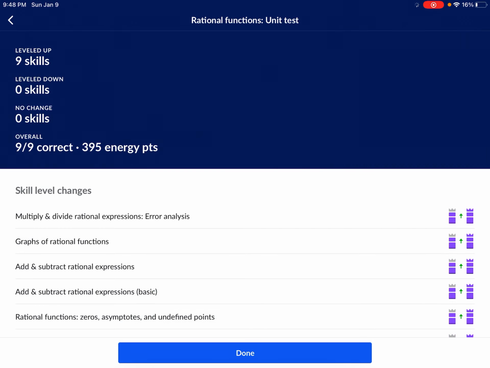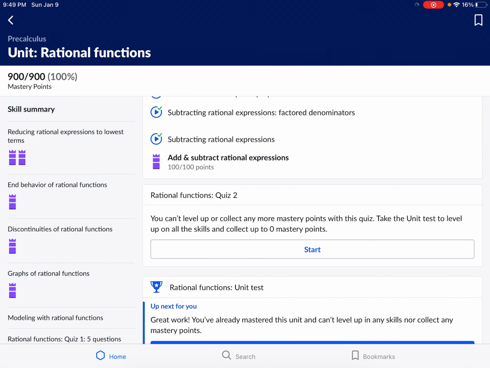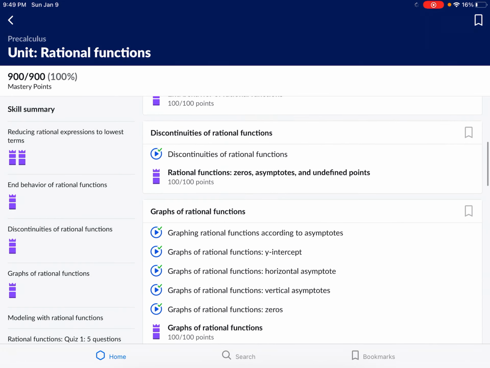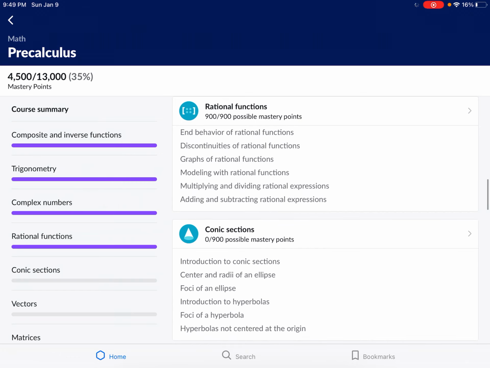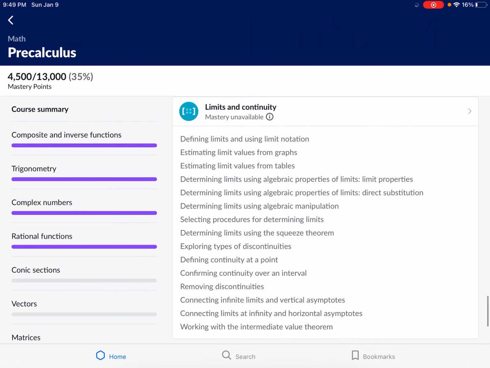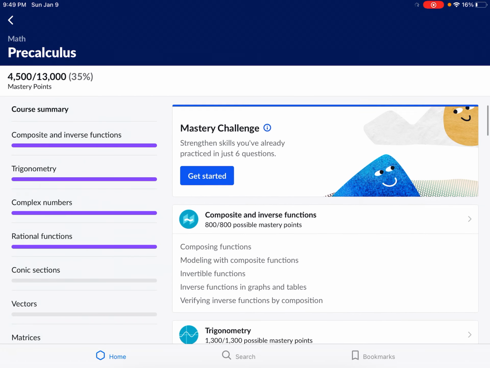And we are done. Alright, that is the unit test for Unit 4. We have 1, 2, 3, 4, 5, 6 units left. 35% done with Precalc.